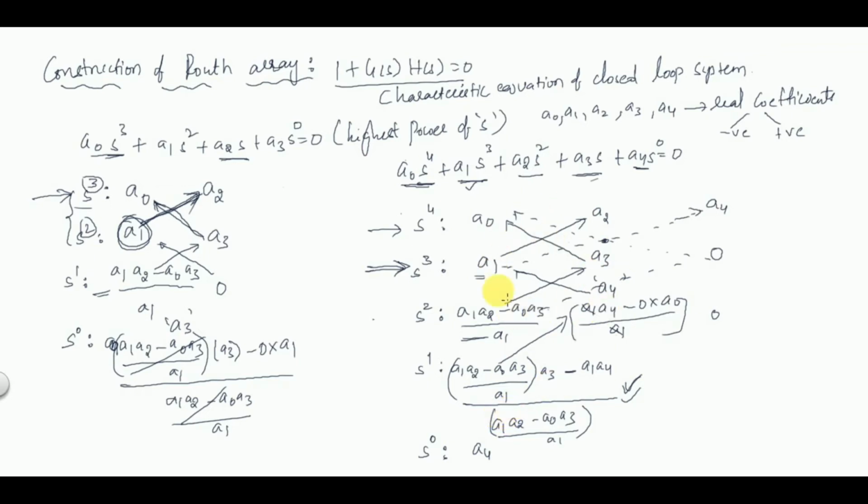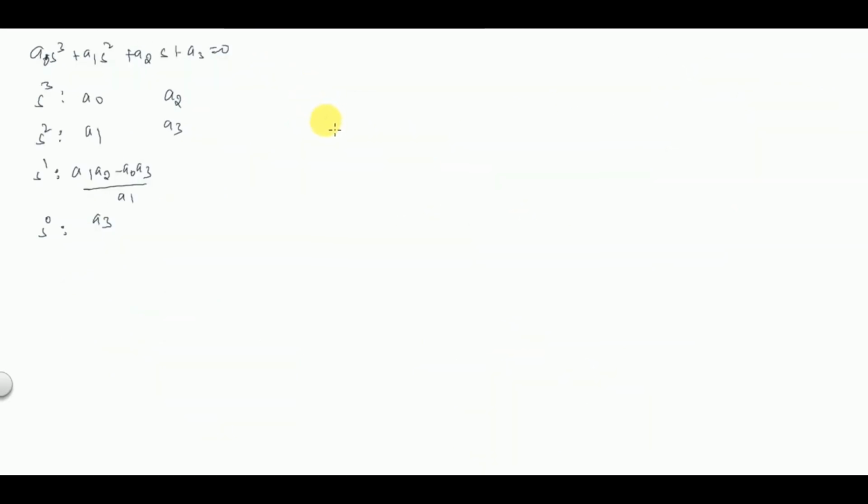Okay, so this is how we can construct the Routh array. Don't worry about this, you'll understand clearly when I solve some problems. As I have to tell you the procedure, I'm telling you with the coefficients here, but when I solve problems, you'll understand very clearly. So we have seen the construction of Routh array. This is the Routh array we have got.